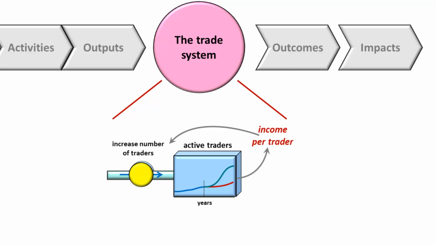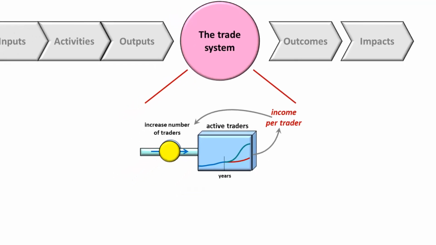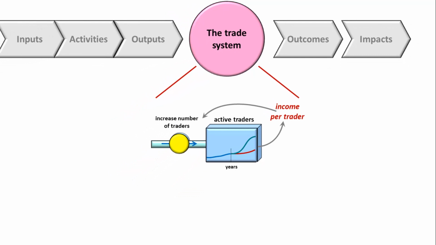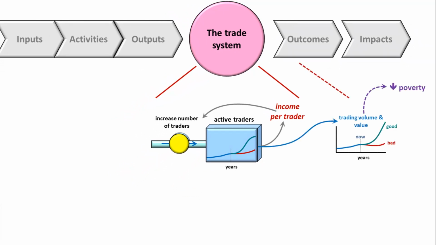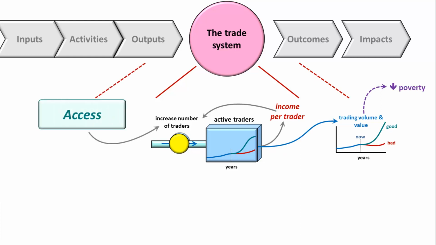If we do get active traders increasing to some small degree, those traders start making some income, and that will encourage other people to become traders. That increase in number of people trading results, we anticipate, in higher volume and value of trade, and that reduces poverty. So our first challenge is to make it possible for those people actually to get access to the borders or ports. The next category of improvements we need to make concerns capacity.